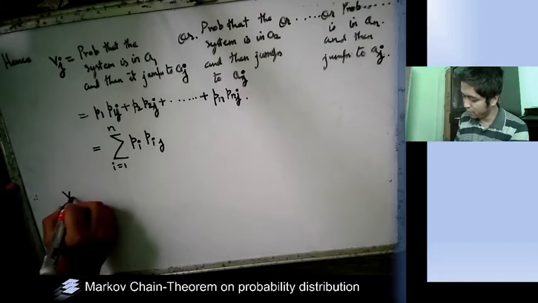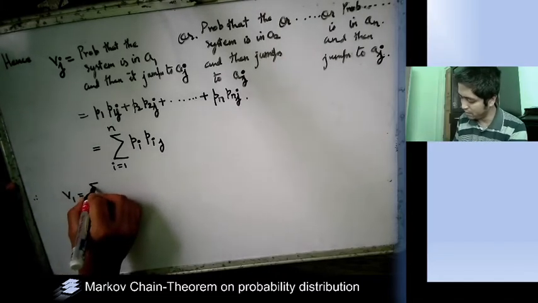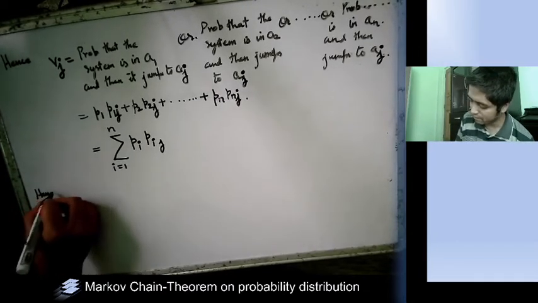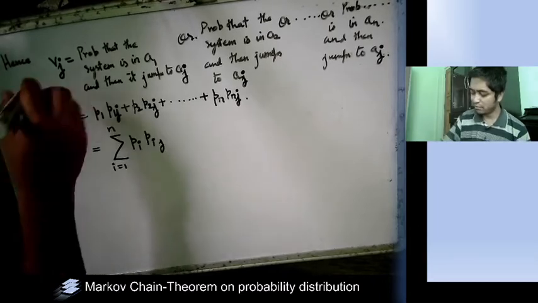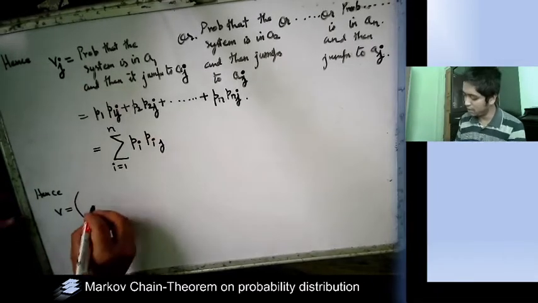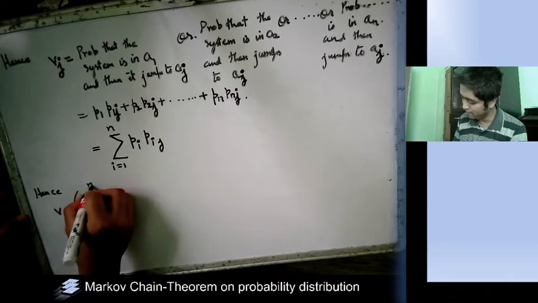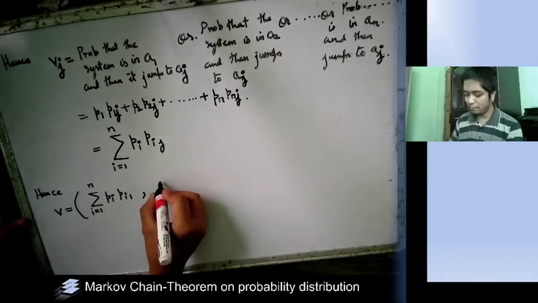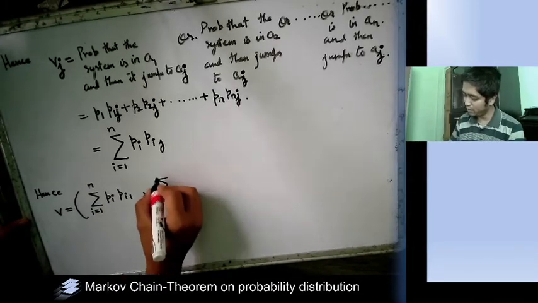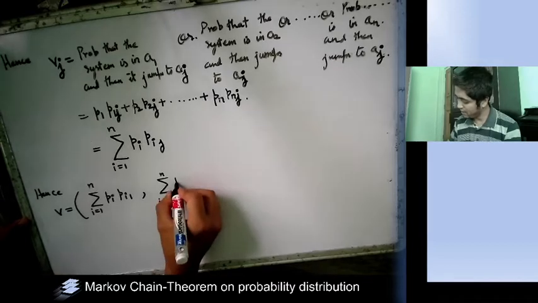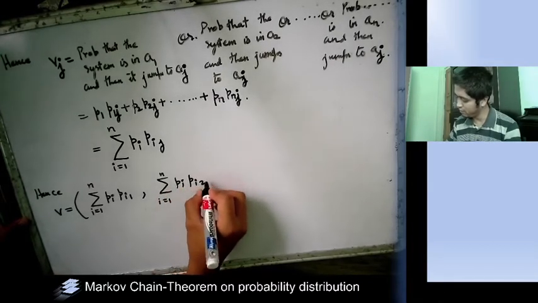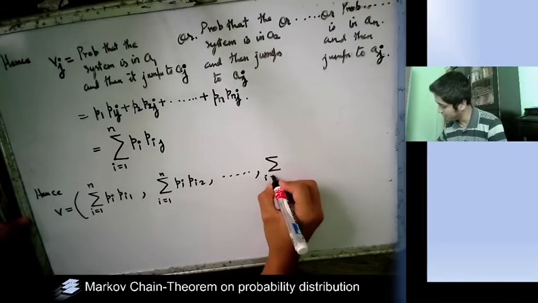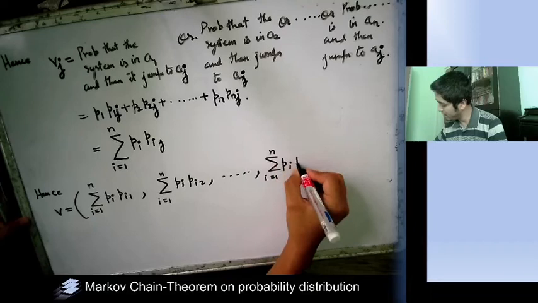So therefore V1, I can write this directly now. Hence V, which is equal to V1, will be the summation from i equal 1 to n of pi pi1, and then V2, the summation from i equal 1 to n of pi pi2, V1, V2, V3 up to Vn, which is the summation from i equal 1 to n of pi pin.